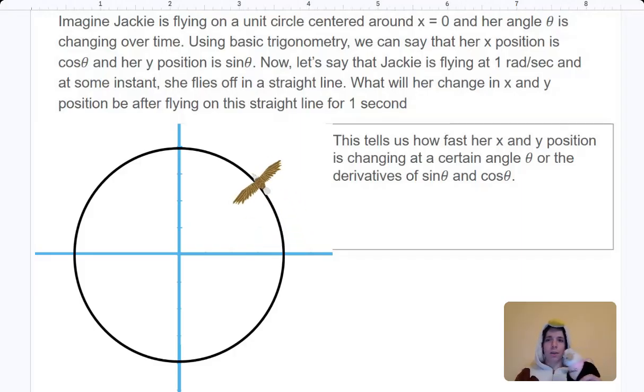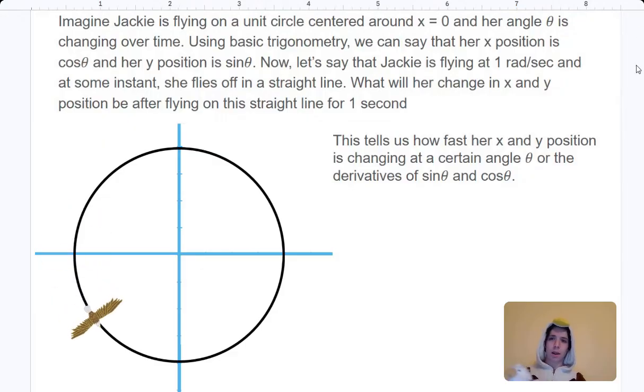So to visualize the derivatives of sine of x and cosine x, let's say that Jackie is flying on a unit circle centered at x equals 0, and her angle theta is changing over time. Now, with some trigonometry, her x position is cosine theta, and her y position is sine theta. Now, let's say that Jackie is flying at 1 radian per second and flies off in a straight line, leaving the circle.